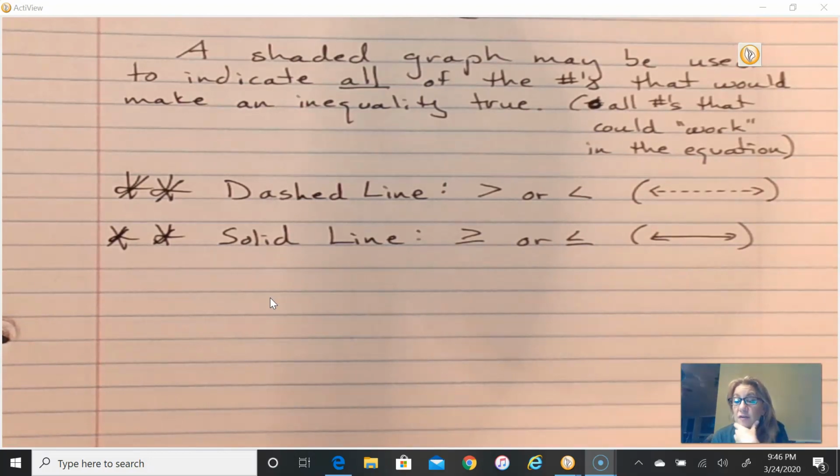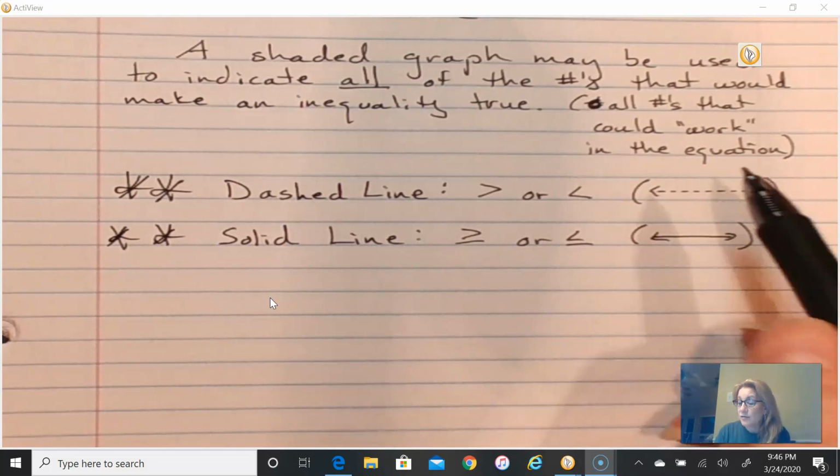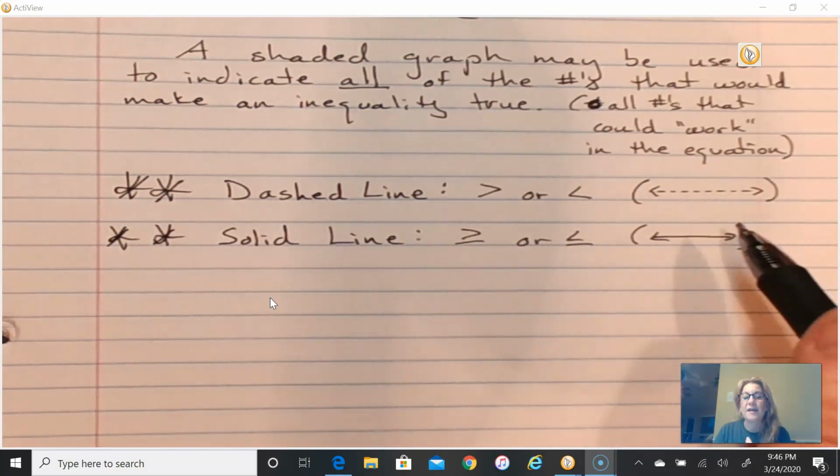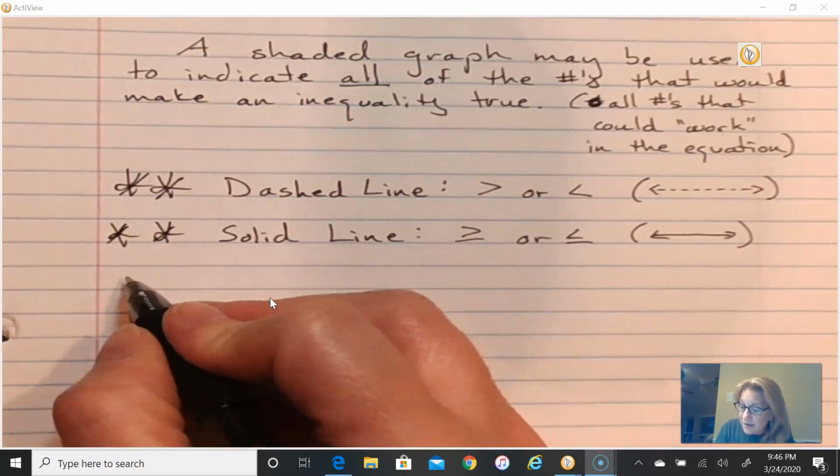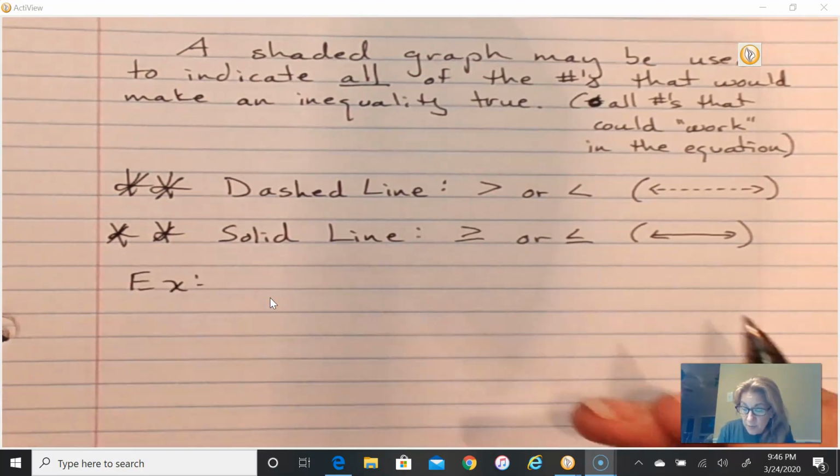You have to know how to do this, but I'm more interested in knowing that you know how to solve an equation and actually graph it and know where to shade it, okay? So you need to get this right, but if you actually forget, I'm not going to take much off, like 1, maybe 2 points at the most, okay? All right, so let's get started. An example.